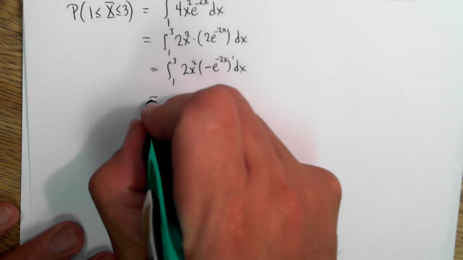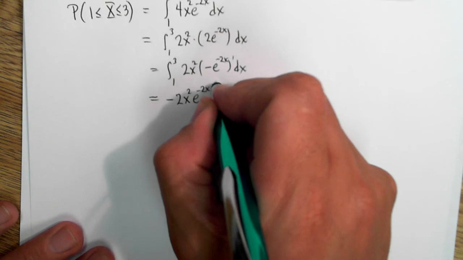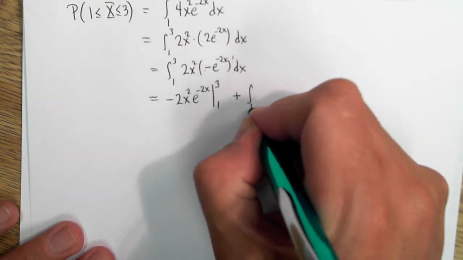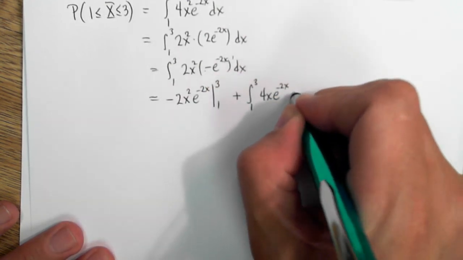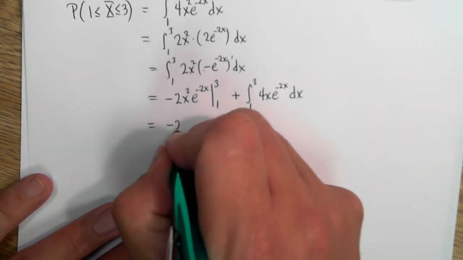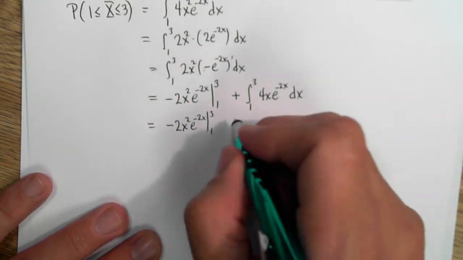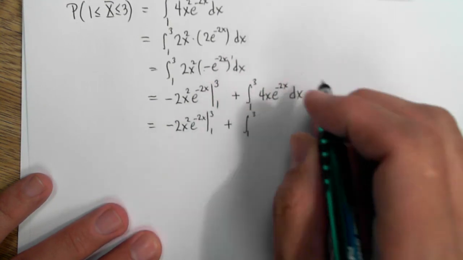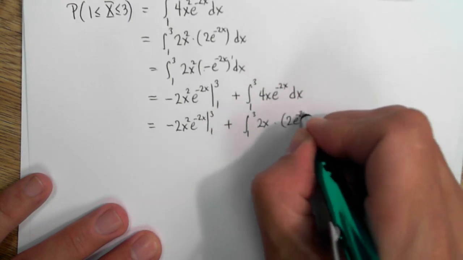Now the thing in the parentheses is the derivative of minus e to the minus 2x. And so applying the integration by parts, we get negative 2x squared e to the minus 2x evaluated from 3 to 1. Minus a minus becomes plus, the integral from 1 to 3 of 4x e to the minus 2x dx. We do integration by parts again. This first part I'm going to evaluate at the end, so I'm just going to leave that carrying along for the ride. This part becomes the integral from 1 to 3 of 2x times 2e to the minus 2x dx.